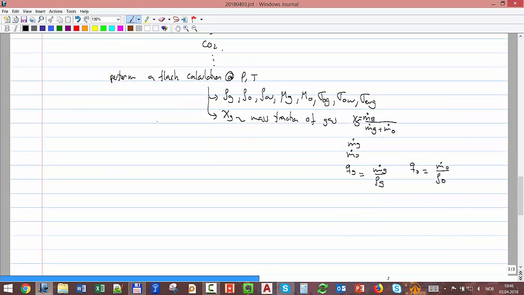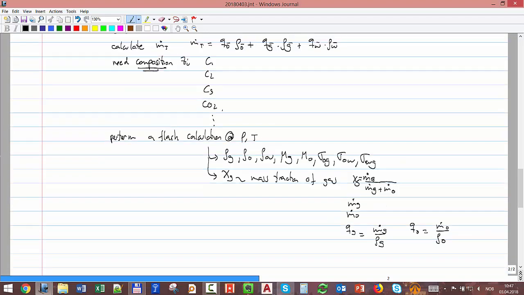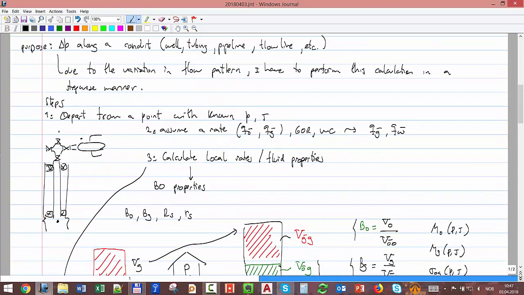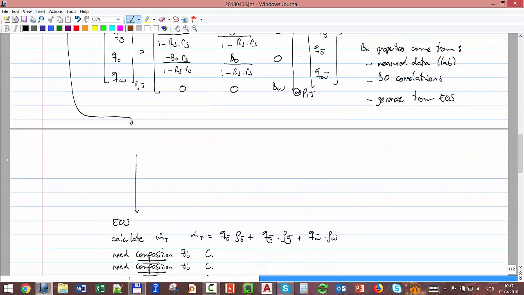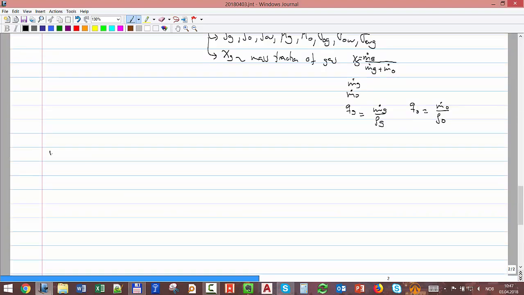Then comes the most important step, which is I have all of that information. So that was the step. Remember, we said known pressure and temperature, I assume a rate, and then I calculate local rates and fluid properties. And then comes the fourth step, in which I calculate dP over dx at that position in the pipe, in the well, whatever, and for that I use all of these properties that I said before.